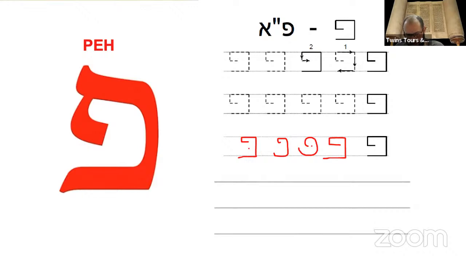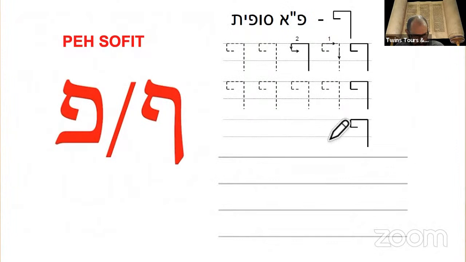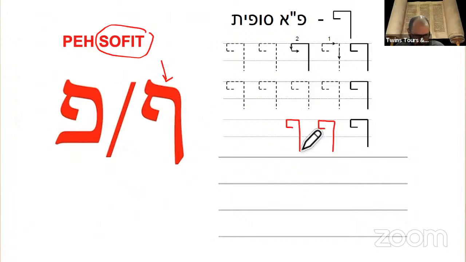Of course, we have pay sofit or fe sofit. Mostly it's fe sofit. Sofit means end of a word. And mostly it is fe without a dot, mostly in biblical Hebrew. And notice it goes below the line. Fe.